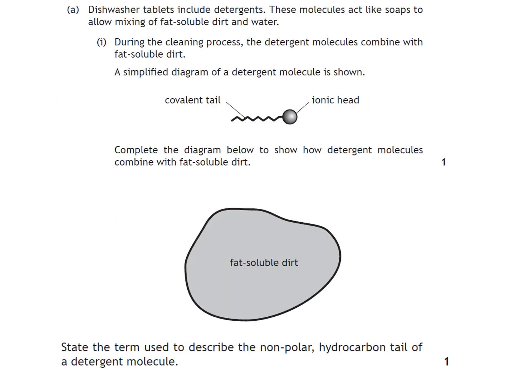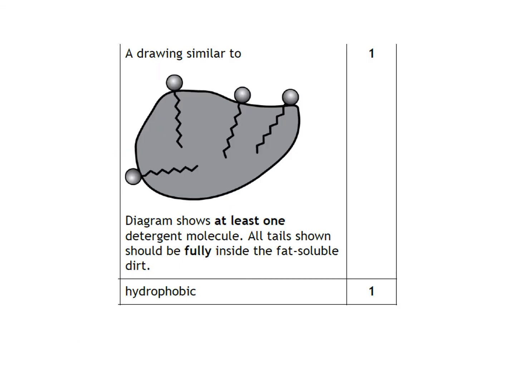So this is the one I showed you at the beginning. If you can pause and have a look at this, maybe you can sketch this on your pieces of paper or whatever you're using. Your drawing needs to show the covalent tail is dissolved into the grease or the fat soluble dirt, and then the answer for the section is that it is hydrophobic.